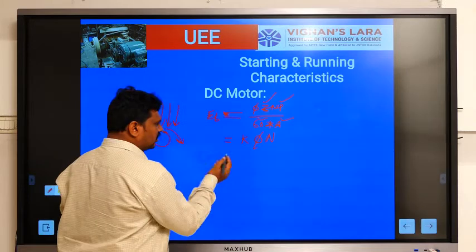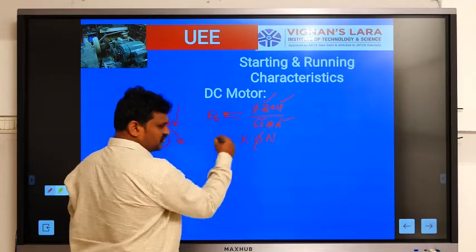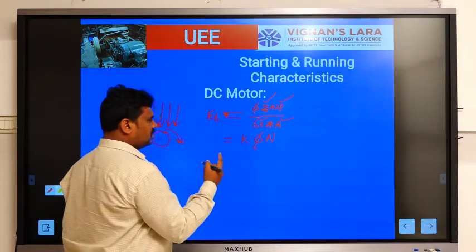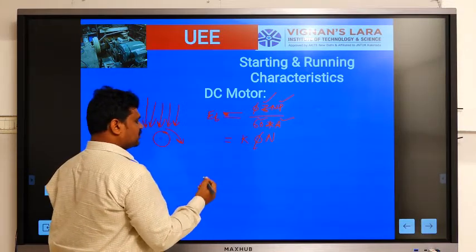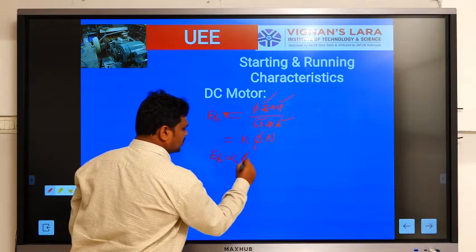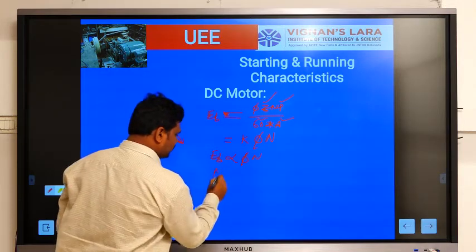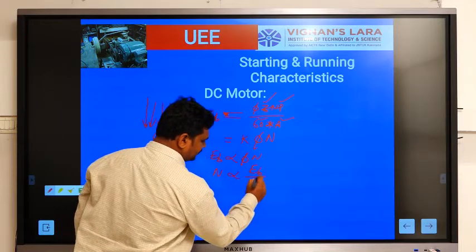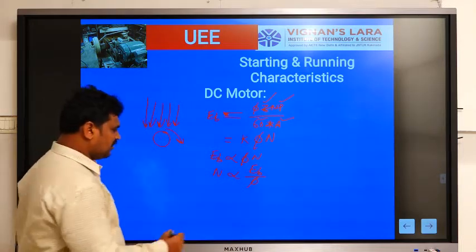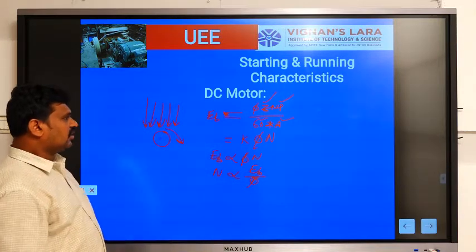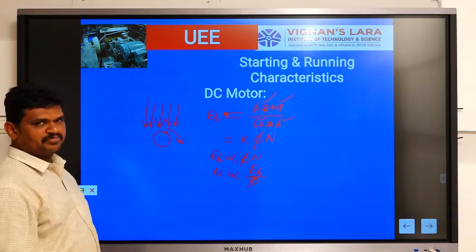So from this we can write the formula for the speed. Now here EB is proportional to flux into speed. Now speed n is proportional to EB by phi. Okay, this is the first formula.